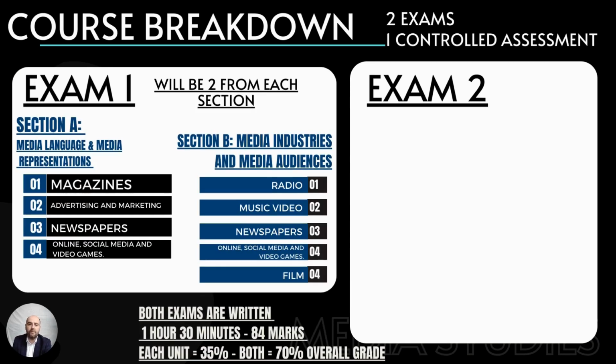So to break this down a bit further, I thought it'd be important to have a look at how the exam features across the 2 years. There are 2 exams, and as you can see, exam 1 is broken down into 2 sections. Section A has the media language and representations, and we focus quite heavily on a range of case studies. Then in section B, we look at the media industry as a whole, as well as the audiences. Again, that focuses on products, from print through to TV, through to video games. Both exams are out of 84, so that's 84 per exam, and each unit is worth 35%, which is obviously 70% in total.